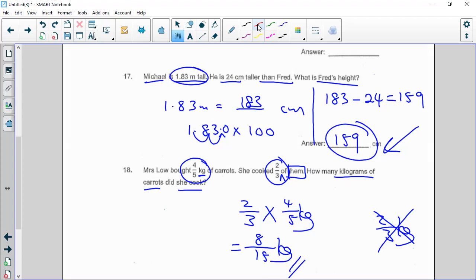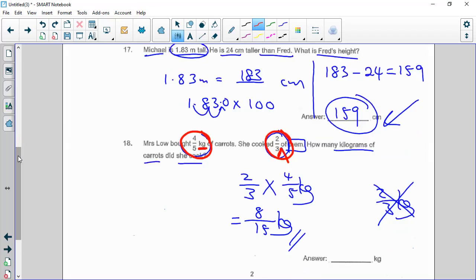One last time: this fraction cannot minus this fraction, or cannot plus. Why cannot plus? There is a kg here, there's no kg here. How can you plus and minus? Cannot. So remember that. So how many marks? You have 3 questions here, so give yourself 3 marks if you get every one correct. Okay, let's go to 19 already.